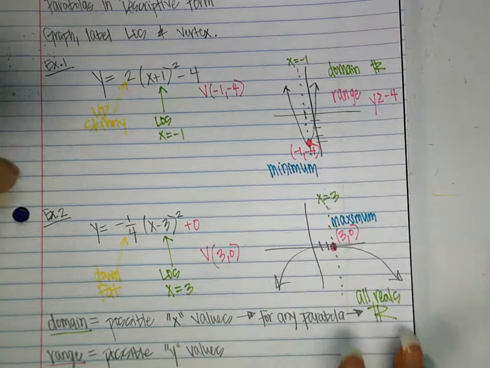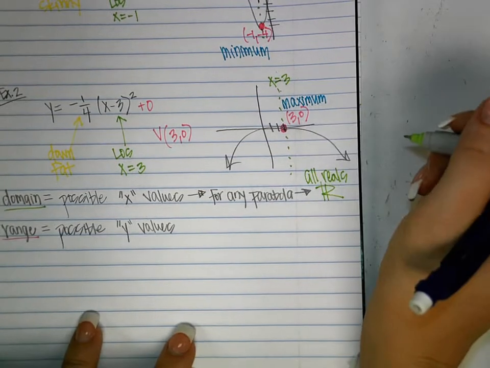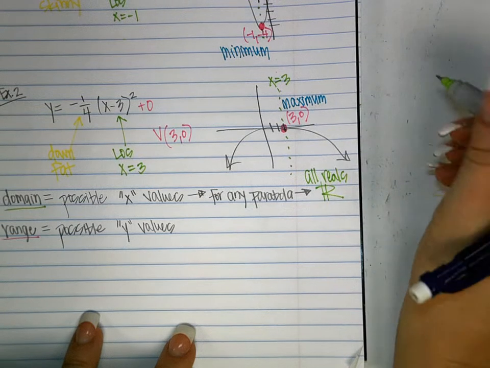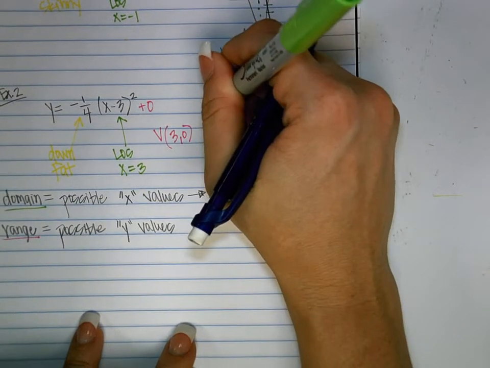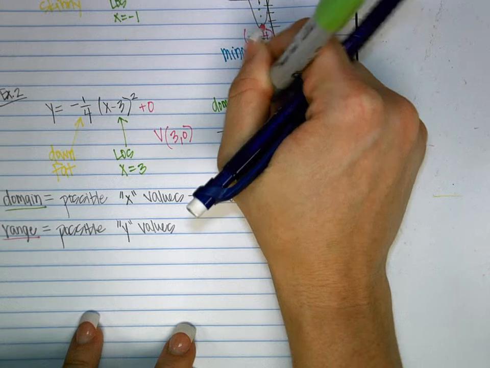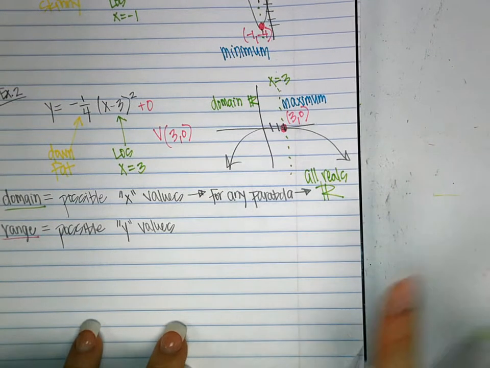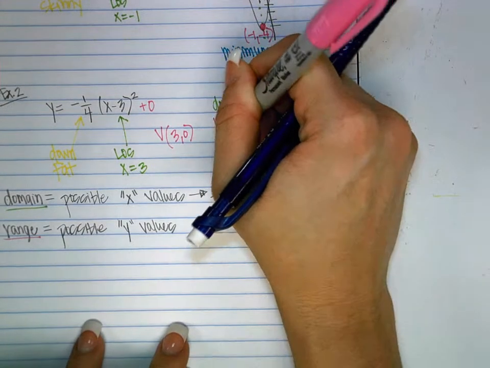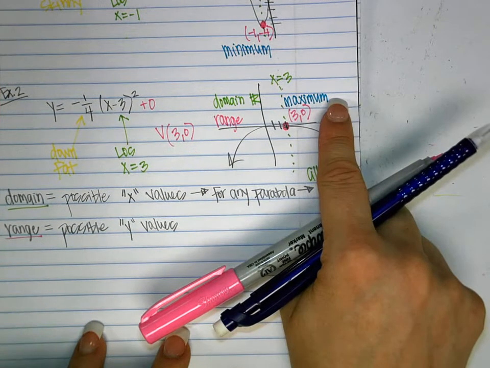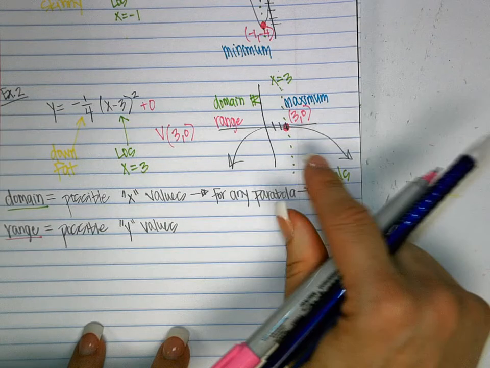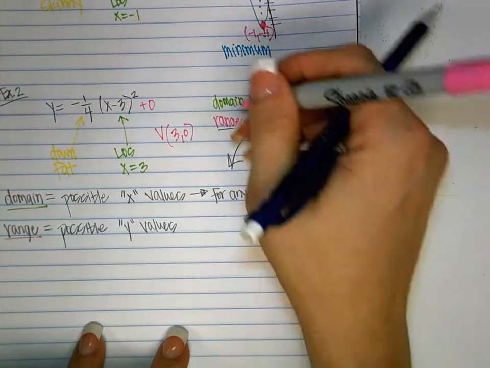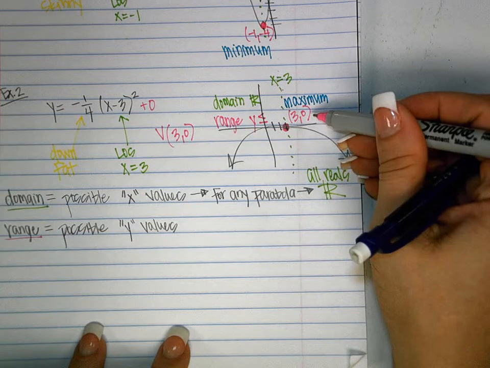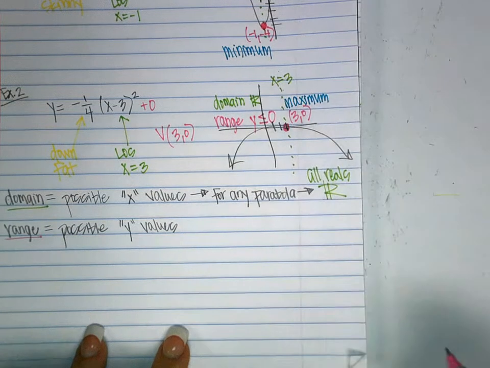Now let's try labeling the domain and range here. What is the domain for this parabola? All real numbers, always. For every parabola, your domain is always all real numbers because any x value is possible. How about your range? If this has a maximum, does that mean the y values are going to be greater than or less than? Less than. So your range would be y less than or equal to, what is the highest your y value will get? 0. That's how we do domain and range.